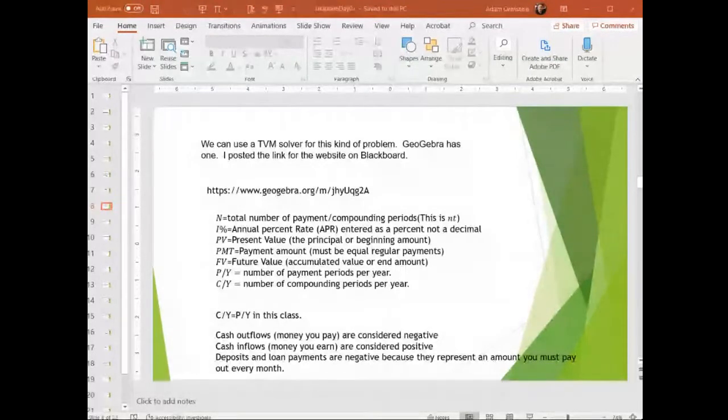A cash inflow is when money's coming into you, money you're earning, money going into your pocket, so to say. That's positive. An outflow, even if you're putting it into an account like a retirement account, is negative. So deposits are negative when you use the TVM Solver, but cash inflows are positive.